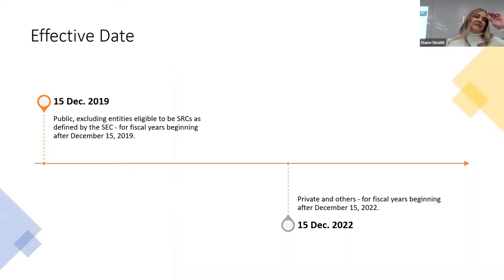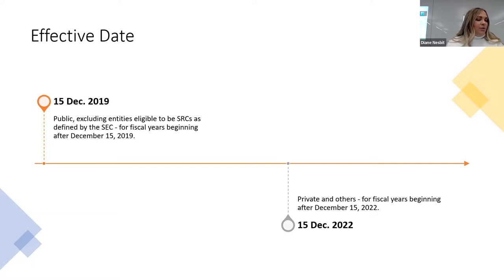Okay, so our effective date. So for public companies, those people have already gone through the pain of implementing CECL. So that was for the calendar year 2020 that public companies had to implement the new standard. So for everybody else, for the private companies and others, it's fiscal years beginning after December 15, 2022. So the clock officially starts ticking if you're a calendar year entity on January 1, 2023.